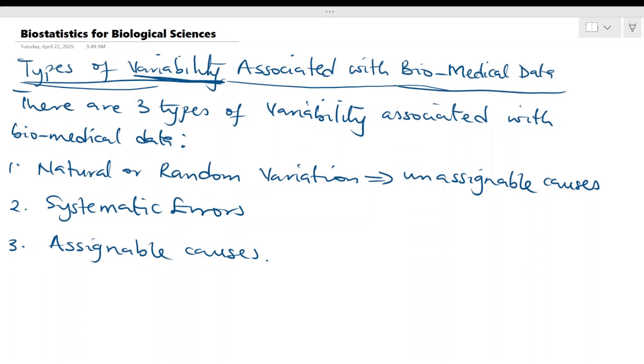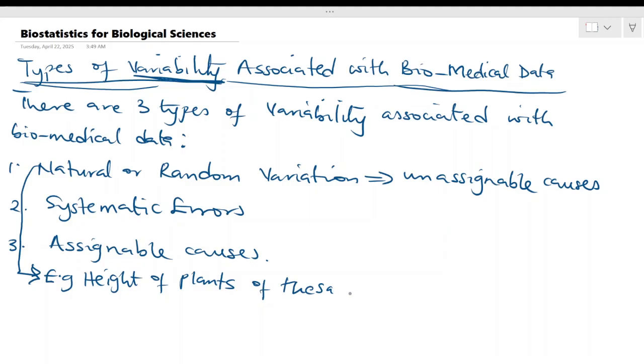Examples of variations that are due to random or natural variation include, for example, the height of plants of the same variety of crop of the same heap.